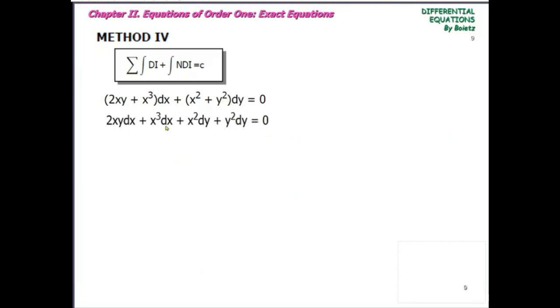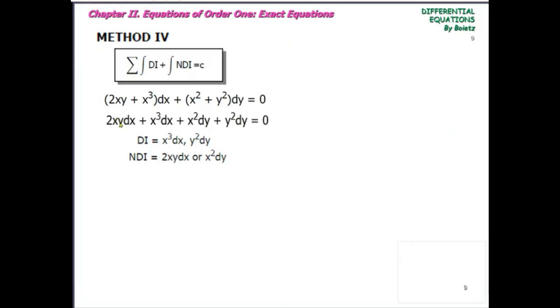Mapapansin nyo may mga direct integrable dyan. Ito, direct integrable. Ma-integrate mo siya. X cubed dx. Tsaka ito, y squared dy. Pag samasamahin natin yan, ito hindi eh. Kasi may dx ito, may y. Tapos ito, dy ito. Kaso x ang kanyang coefficient. So therefore, ang direct integrable mo ay yung x cubed dx saka yung y squared dy.